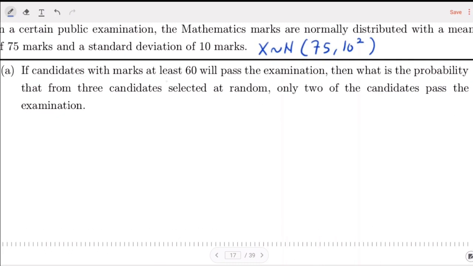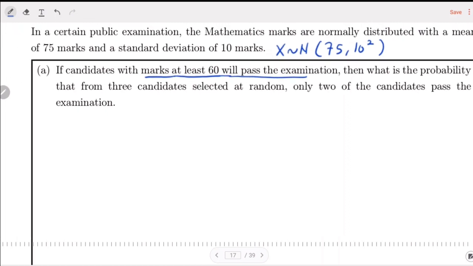So first of all, we need to find the probability that at least 60 will pass the examination. Marks at least 60 will pass the examination, which means we need to find the probability for X greater than 60.